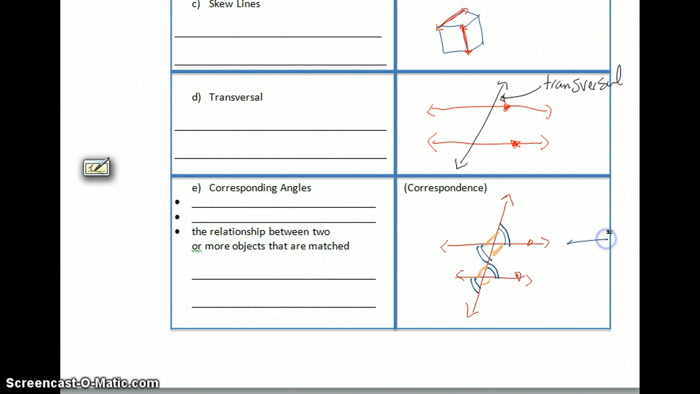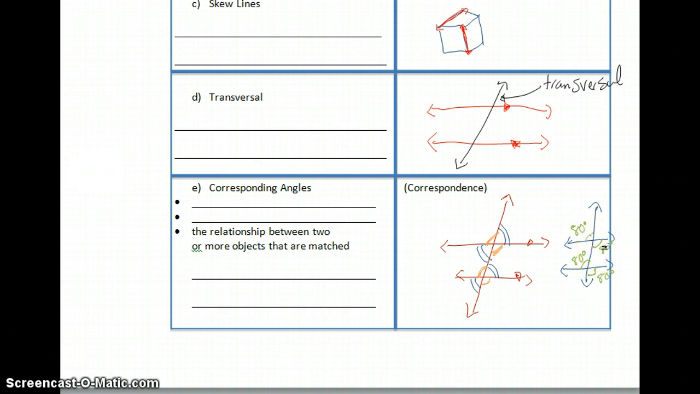So if we had 2 parallel lines, we cut it by a transversal, and we are told that this angle is 80 degrees. We also know that this one is 80 degrees because it's in the same position. We know by vertical angles that this is 80 degrees. And this one is a vertical angle to the very first one we drew, so it is 80 as well.